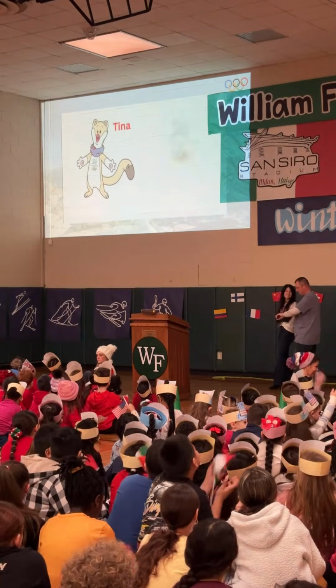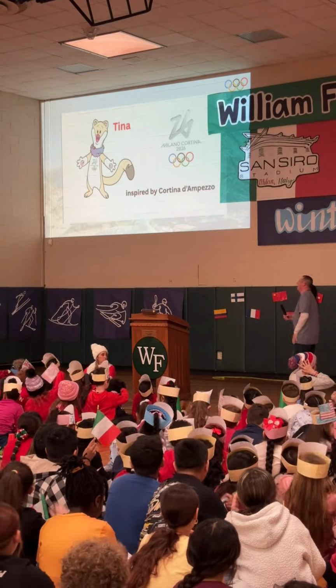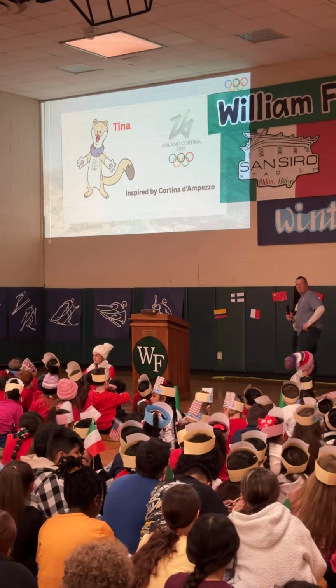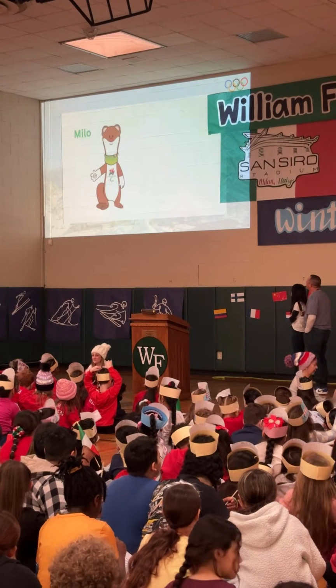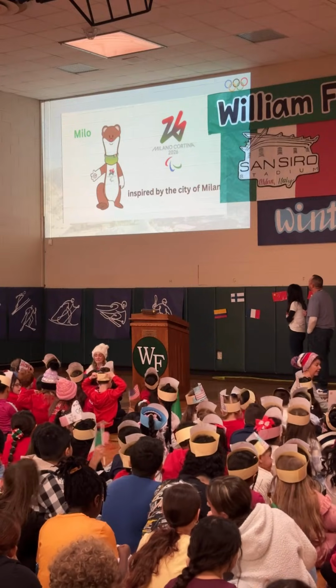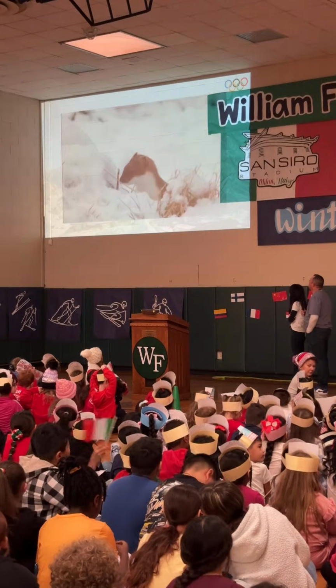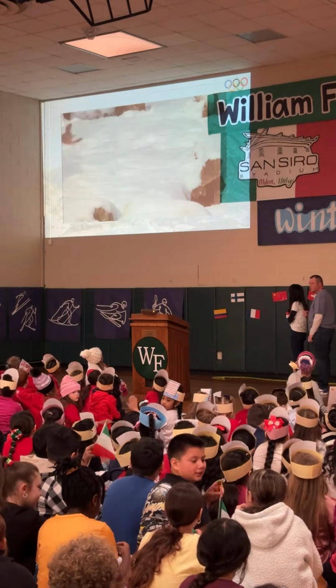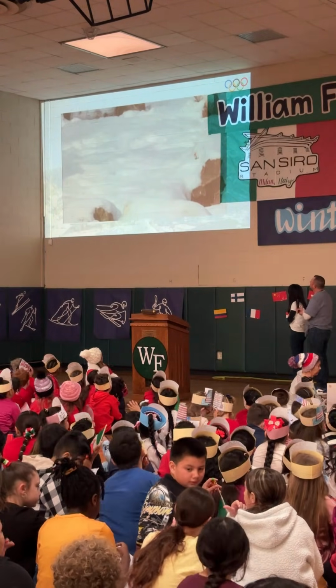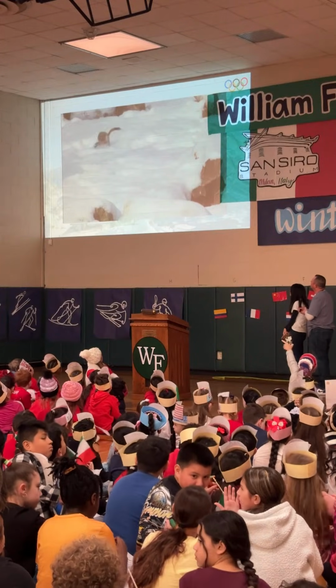Tina represents the Olympic Games, and she's directly inspired by Cortina d'Ampezzo. Her name, Tina, literally comes from Cortina, and Milo represents the Paralympic Games, and he's inspired by the city of Milan. Stoats were chosen because they're the perfect symbol for winter. Quick, adaptable, and famous for their seasonal fur. Brown in summer and snowy white in winter.